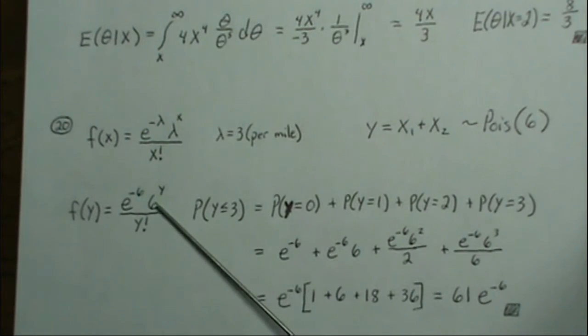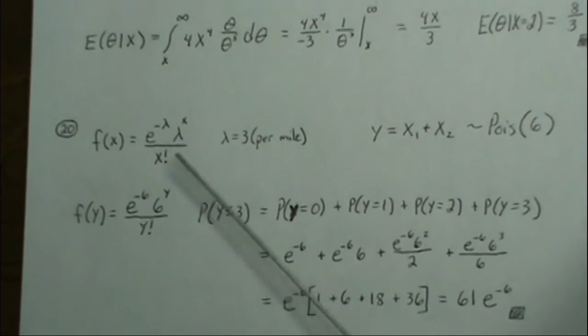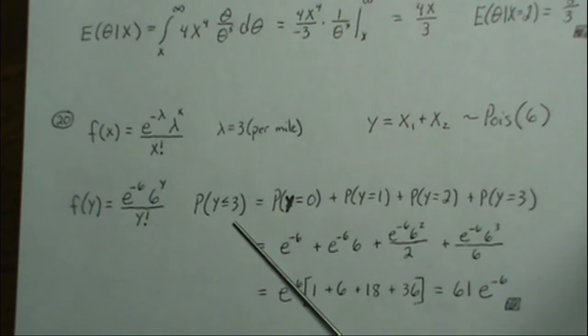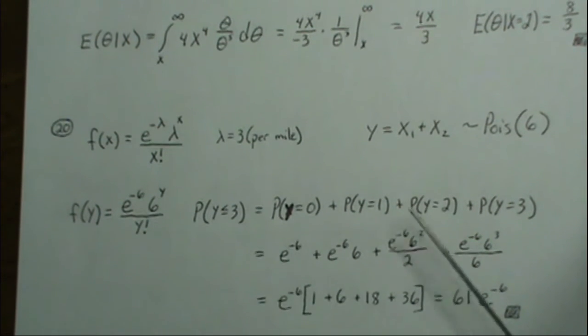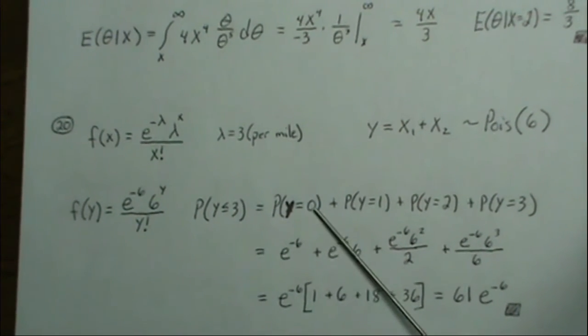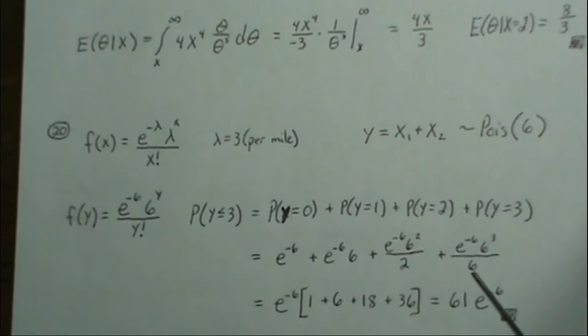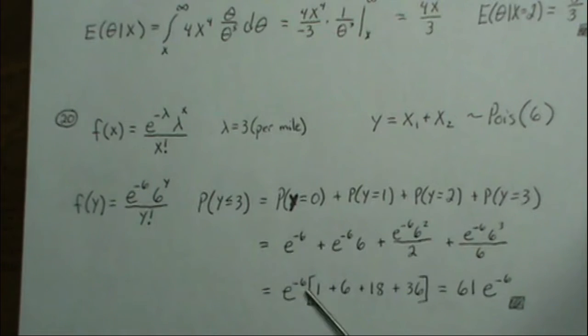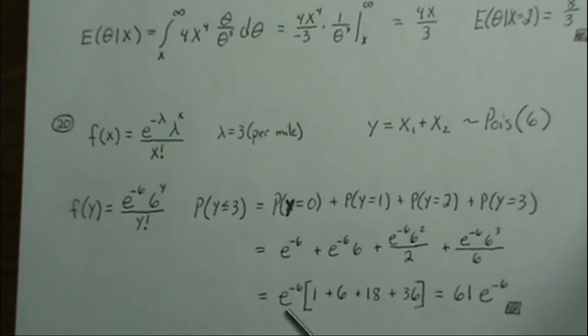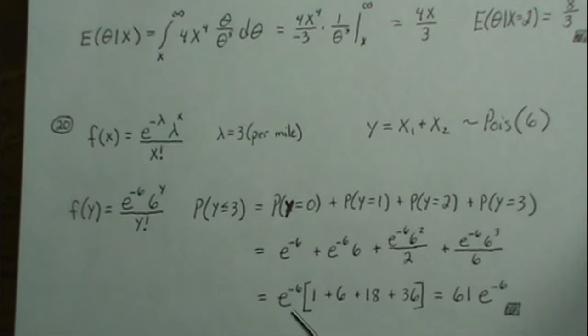And notice we put 6 in for lambda. So the probability that we're 3 or less is y equals 0, 1, 2, or 3. And then you plug in y equals 0 in here and you get this, and 1 and 2 and 3. I factor out an e to the minus 6th to match the answers, and then that leaves this. You add those, you get 61 e to the minus 6th.